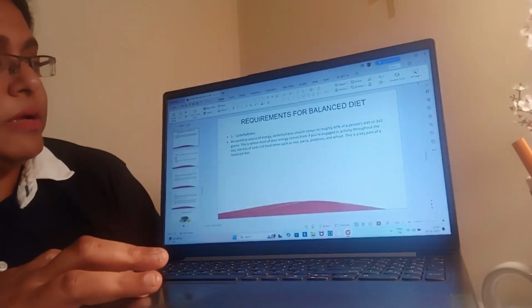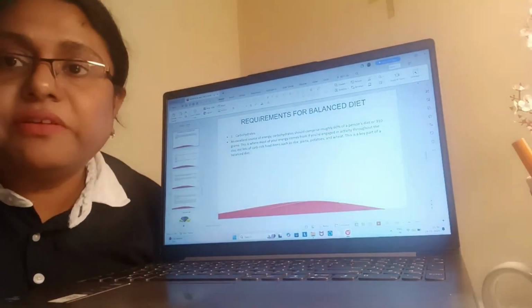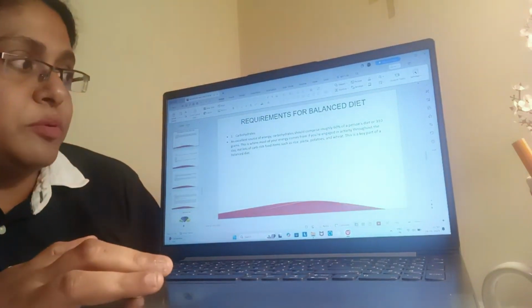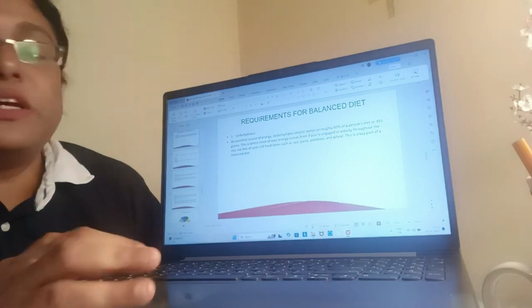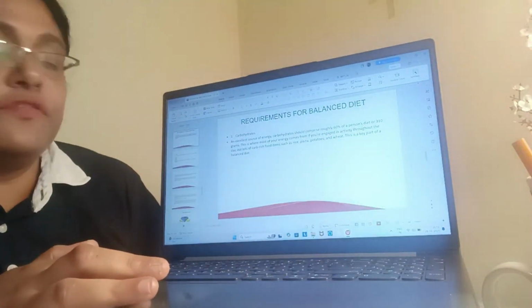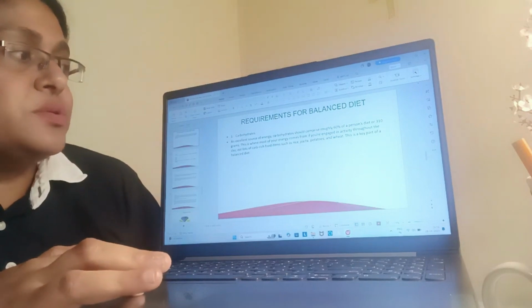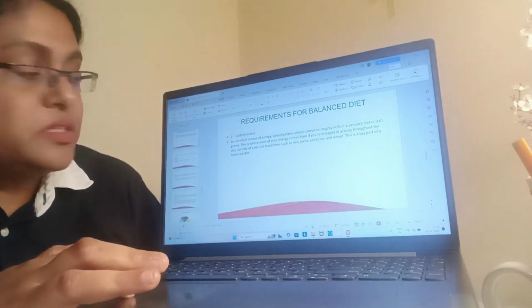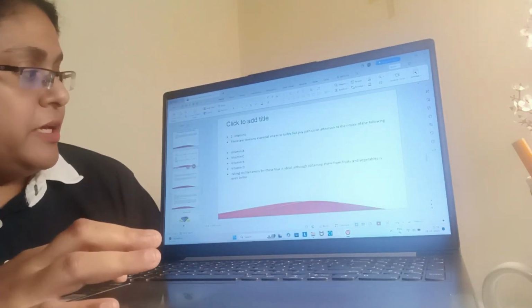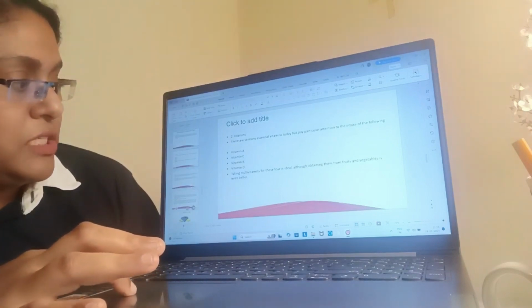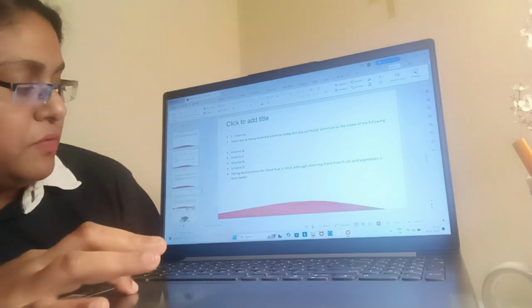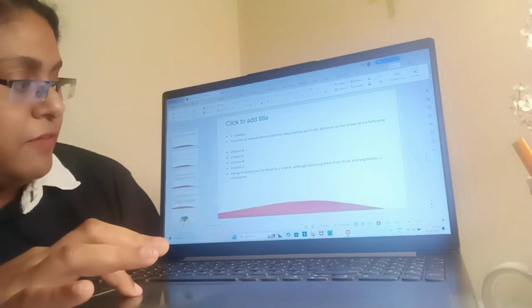So, what are the requirements for a balanced diet? There are mainly 7 requirements needed for a balanced diet. Carbohydrates, we know, are an excellent source of energy. They comprise about 60% of a person's diet, so they are mainly the energy source. The next one is vitamins: vitamin A, vitamin C, vitamin B and vitamin D. These are all vitamins which are very essential for our body as well.